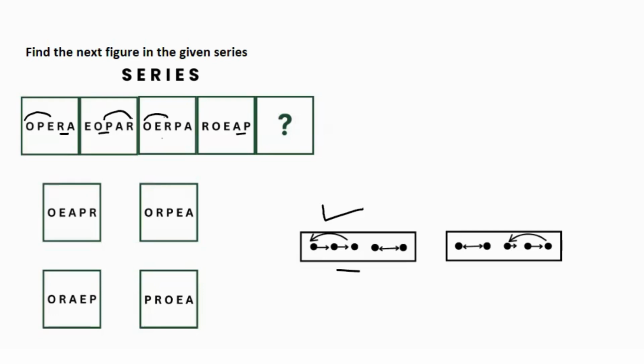Now we have to follow the second pattern. The first two alphabets, R and O, should be interchanged to O and R. And here EAP moves like this, EA, and P will come back. So the answer is ORPEA. This is the answer for this.